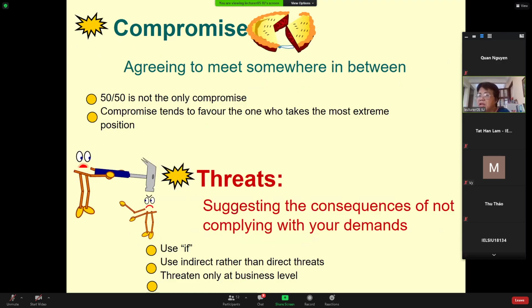After we share the emotion and talk about the logic, then we come to a compromise. Okay, agree to meet somewhere in between. 50-50 is not the only compromise. A compromise tends to favor the one who takes the most extreme position.